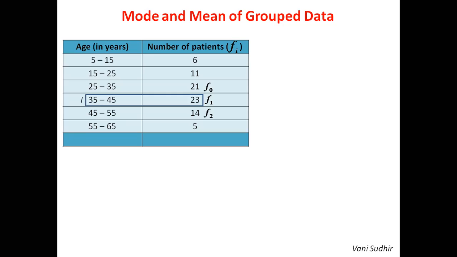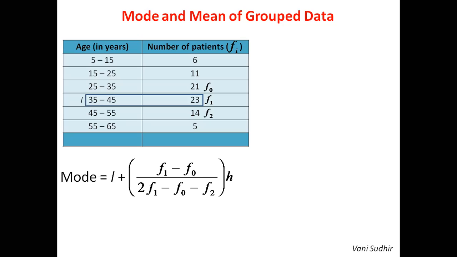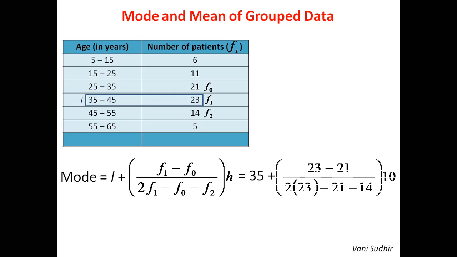Next, the mode of the grouped data can be found by using the formula discussed earlier. Substitute the obtained values in the formula and simplify to get the mode. Mode is 36.82.